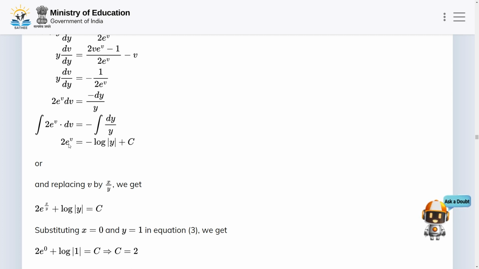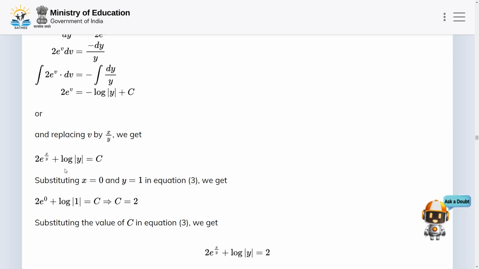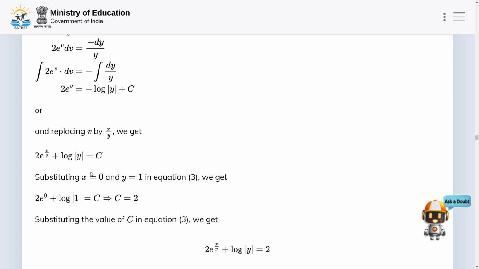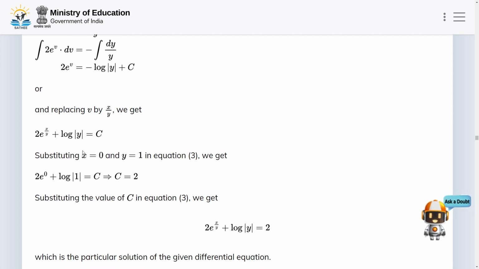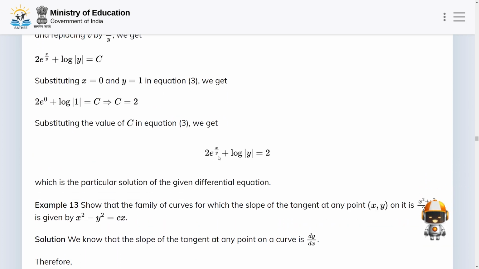The integration of this is just 2 e power v. The integration for this will be minus log mod y plus some constant. Now replace your v by x by y. You will get your general solution as this. But you need to find the particular solution, and in order to find it you have the special condition where x is 0, then y is 1. So put x as 0, this will be just 2. y is 1 means log is 0. So C will be 2. So the particular solution will be 2 e power x by y plus log mod y is equal to 2.